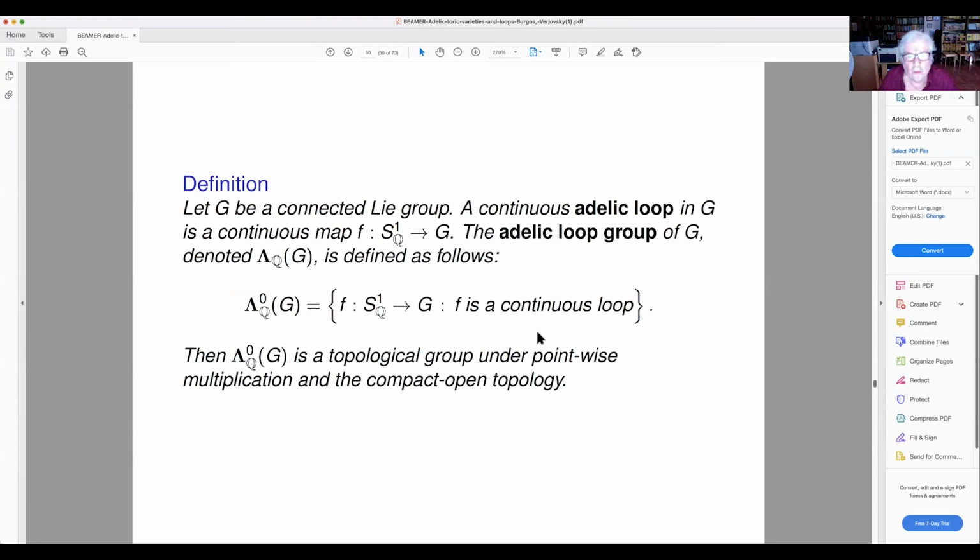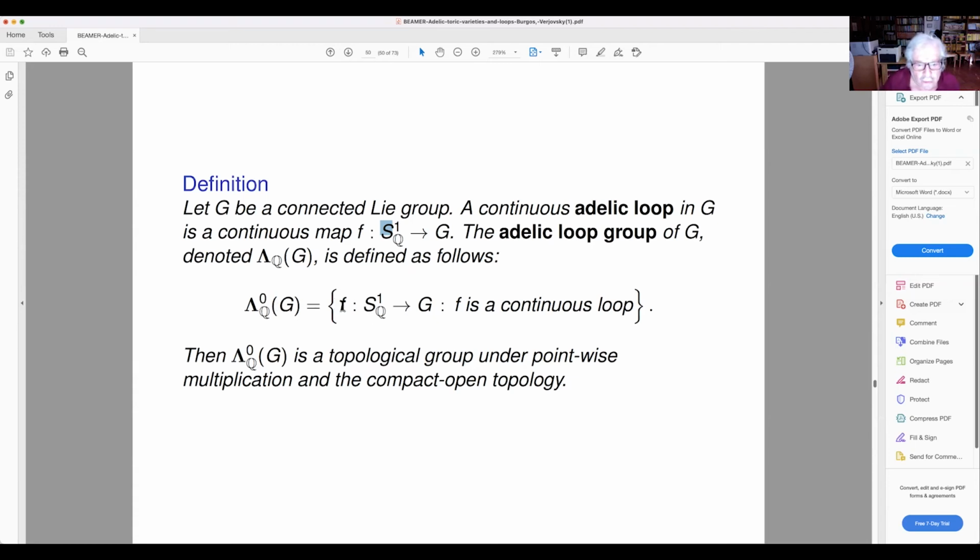Now, I told you that S1Q is my version of the circle. In fact, I could take any one-dimensional compact abelian solenoid, which corresponds one-to-one with subgroups of the rationals, which are dense. Of course, the cyclic ones correspond to the circle.